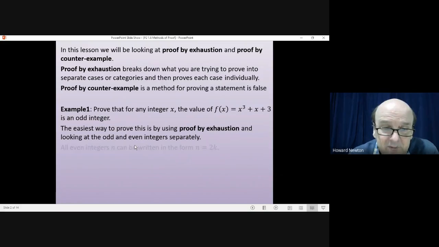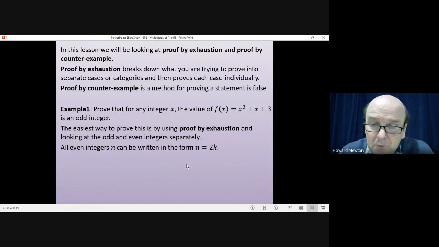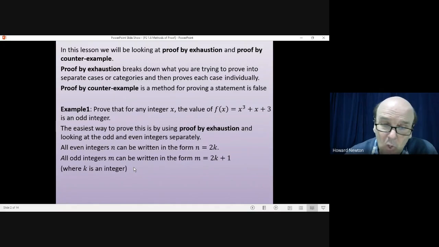First of all, the even integers. All even integers n can be written in the form n equals 2k, because they're all multiples of 2. All odd integers m can be written in the form m equals 2k plus 1, one more than an even number, where in both cases k is itself an integer.